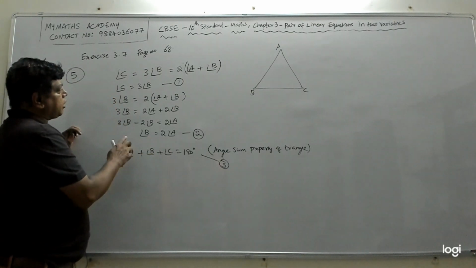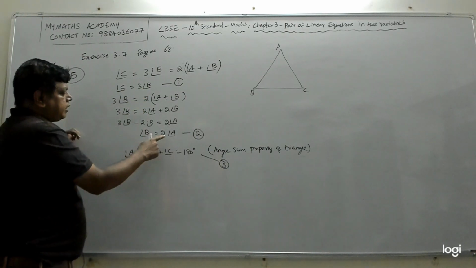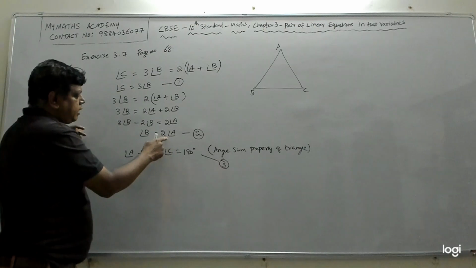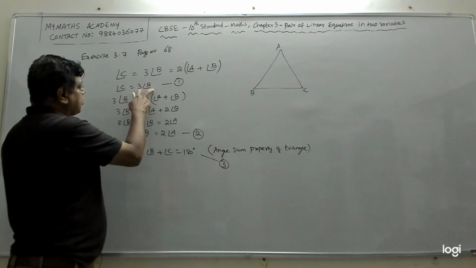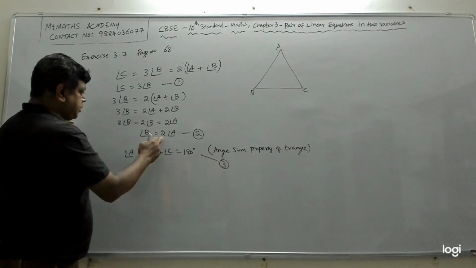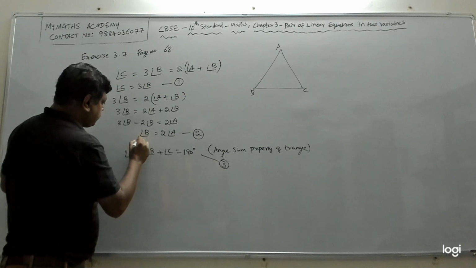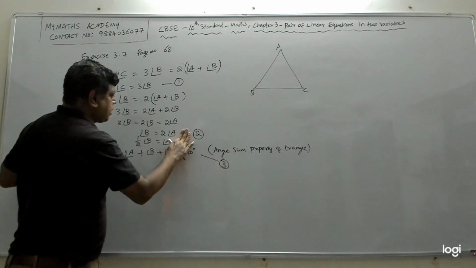Now what we observe is that C is 3 times angle B and B is 2 times angle A. C is in terms of B. I will try to get A also in terms of B, which means this 2 will come this side, so it will become 1 by 2 angle B equal to angle A. I will call this the second equation.